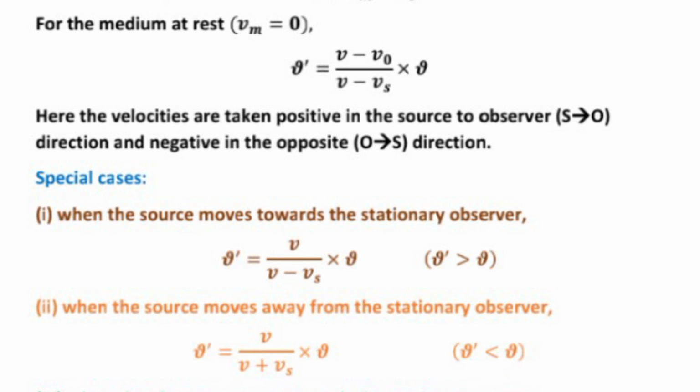Second, when the source moves away from the stationary observer, then nu dash equal to V upon V plus Vs into nu.